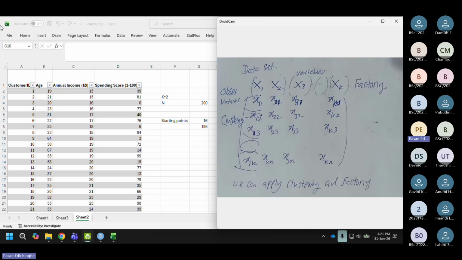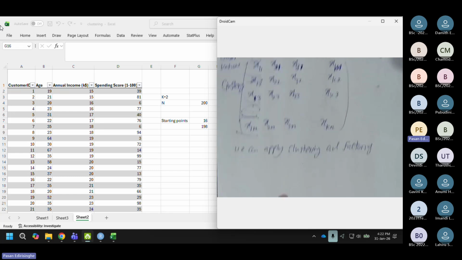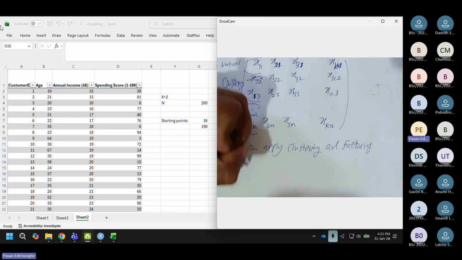The wording itself is telling us that. We are finding clusters of the data. That's in terms of the data, right? So we are finding some particular clusters.